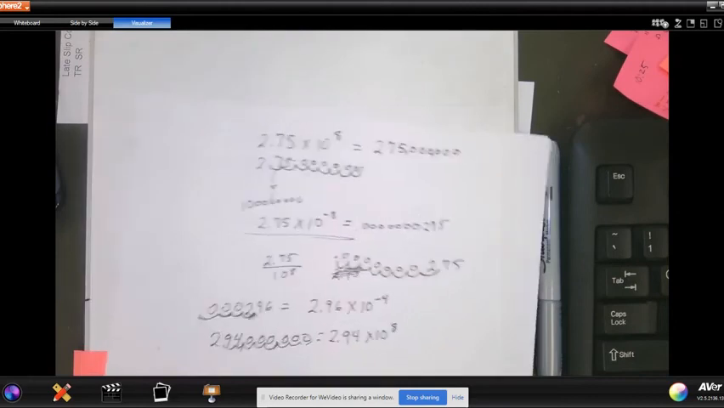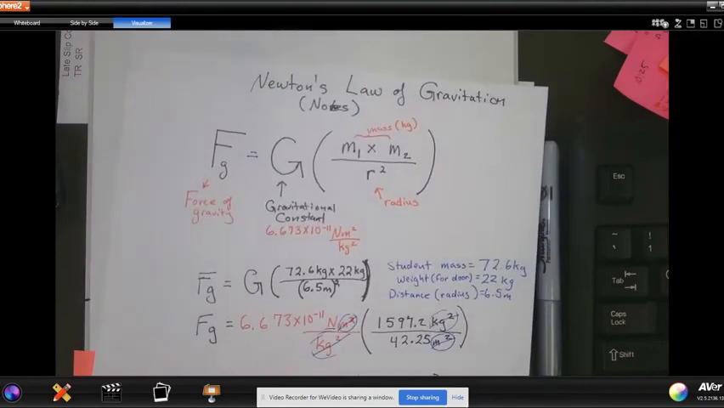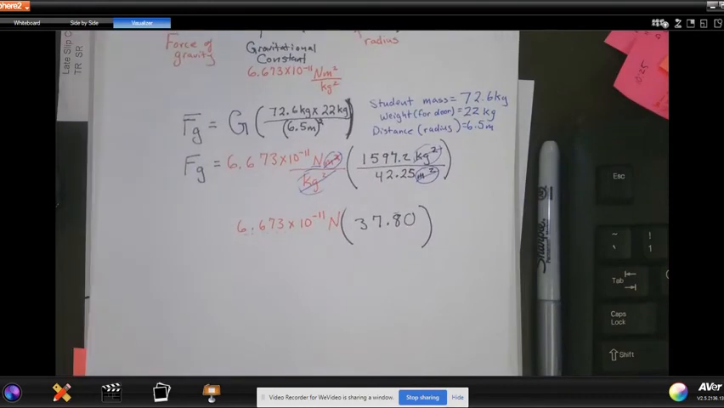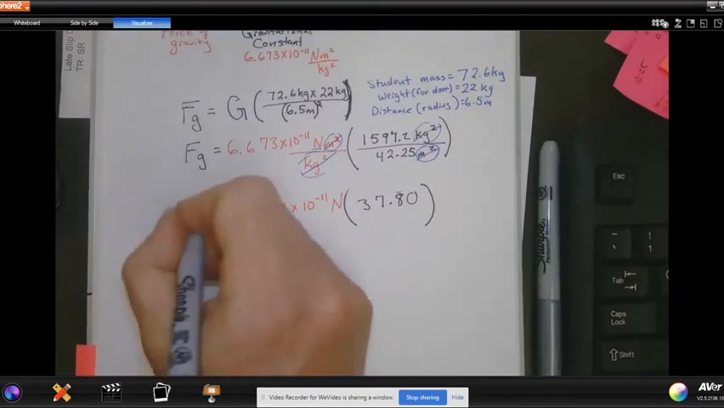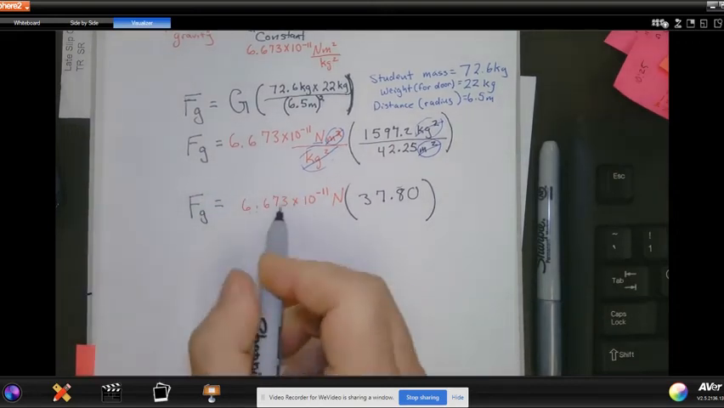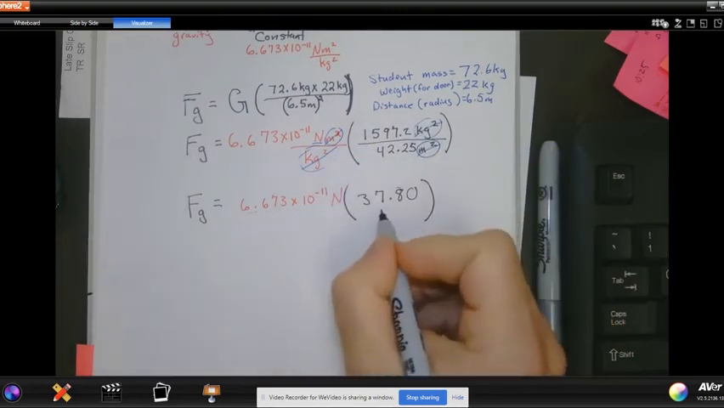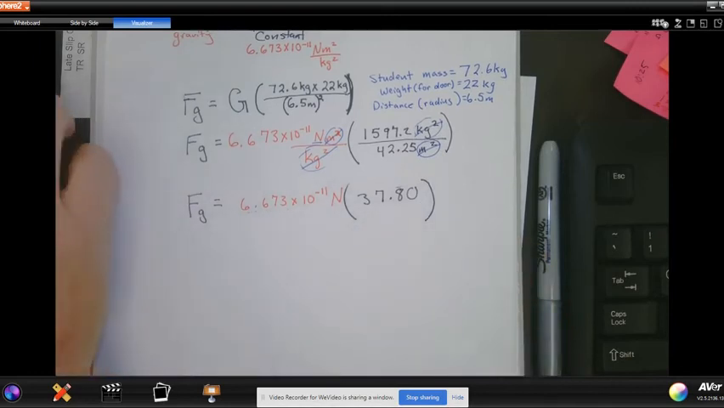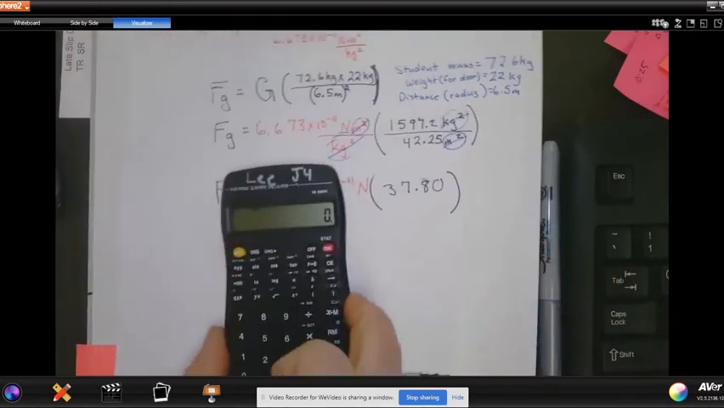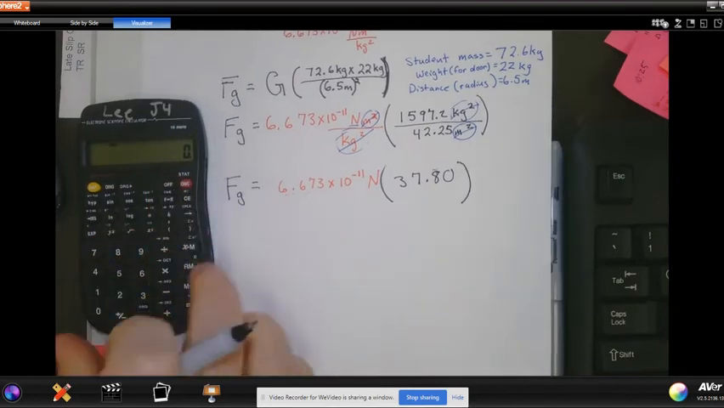Okay, so let's get back to what we were talking about a minute ago, which was this piece of paper right here. We had almost had it solved. The force between that student and the weight. We have the gravitational constant, and we've done all the math inside the parentheses and came out with 37.80. If you really want to do this longhand, you can, but when we're dealing with such large numbers, I think even NASA scientists are using calculators at this point.